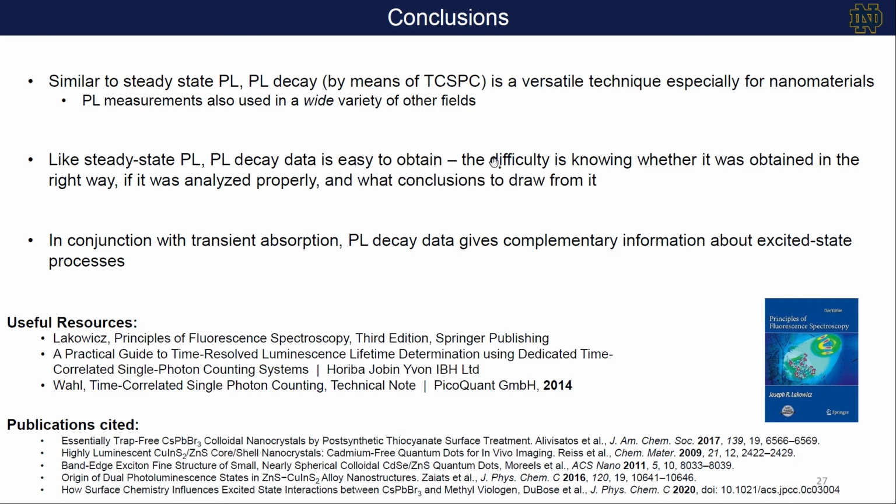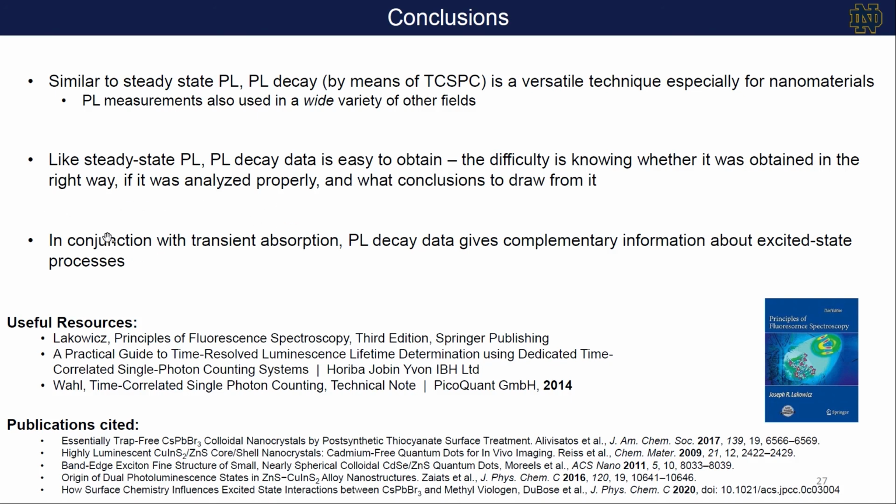But you have to be very careful, because you can obtain traces, but the difficulty is knowing whether you actually obtained the data in the correct way, whether it was analyzed properly, and what conclusions you can draw from it. So I spent a lot of time talking about the analysis, because this is what makes or breaks PL decay. These days these systems are very easy to utilize. It's very easy to get data, but there are a lot of pitfalls in the analysis that can skew things and make it seem like something is happening when it may not actually be happening.